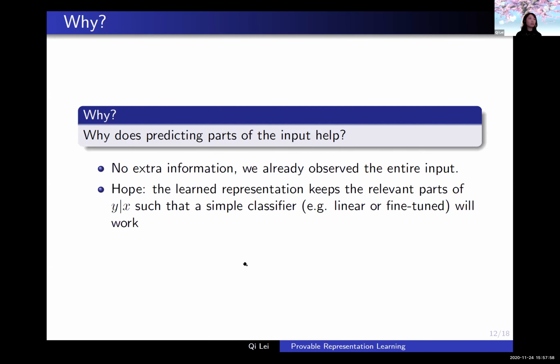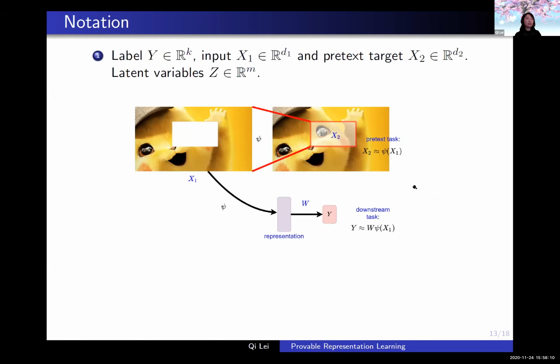So our hope is that the representation can keep the relevant parts of y in x such that a simple classifier, i.e. the linear layer, will work. But how would that happen? If you look at this kind of image, you may think about why predicting x2 from x1 will help you predict y, because the easiest way for the learner to recover the left eye of the Pikachu is to know this is a Pikachu.